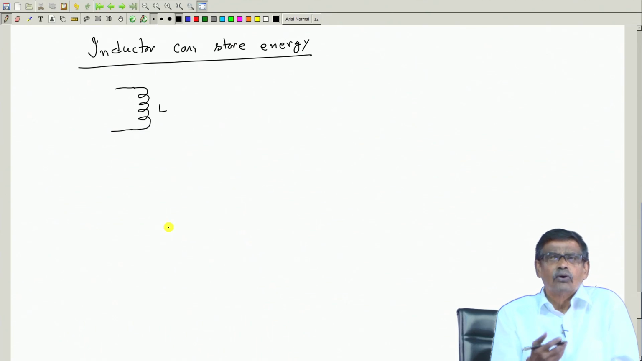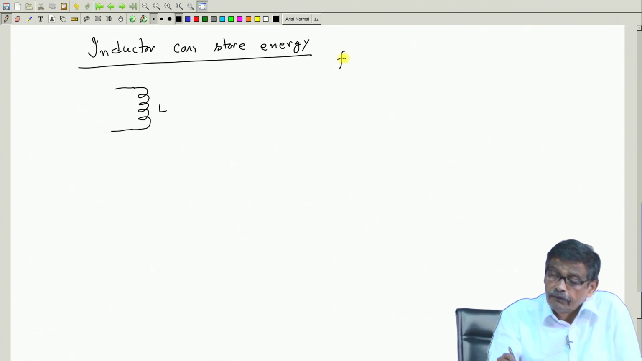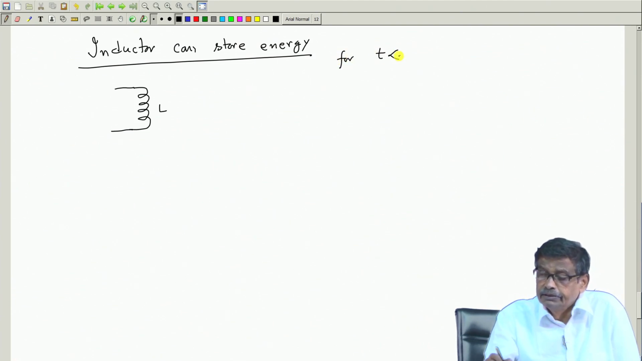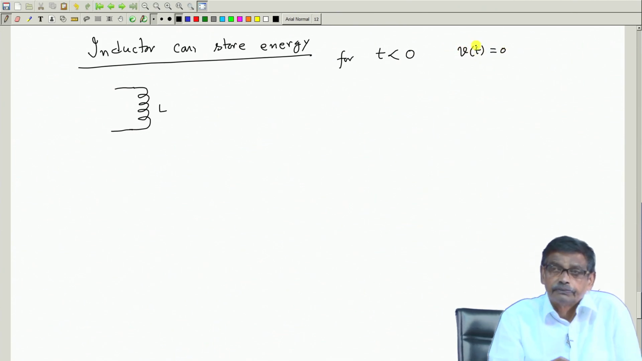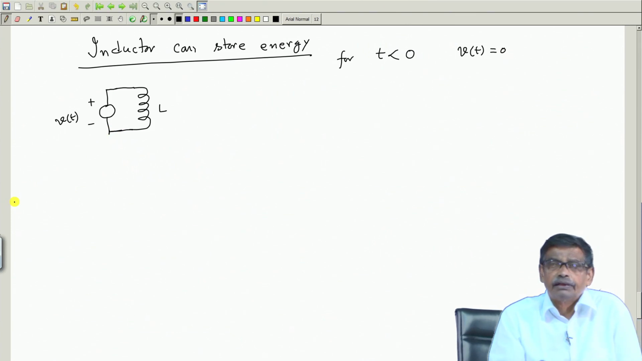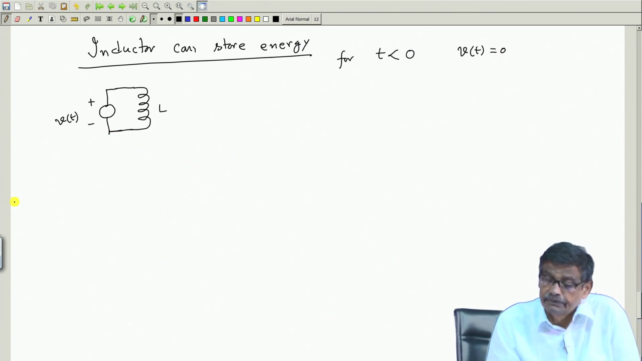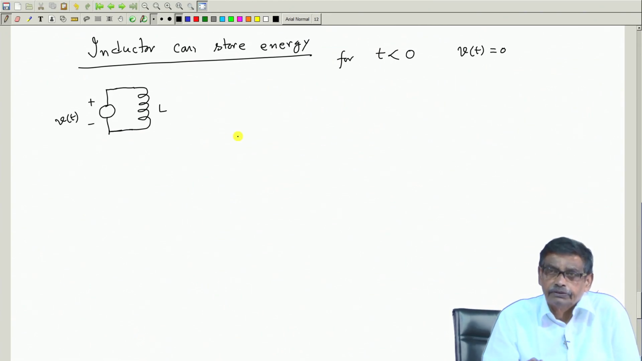for t less than 0, no voltage was applied. Try to understand all the points I am telling. For t less than 0, the voltage applied across the inductor was 0, suppose. No voltage was applied. And at t equal to 0, we apply a voltage V t, and V t could be any reasonable function, that is all. So the game starts here from t equal to 0.